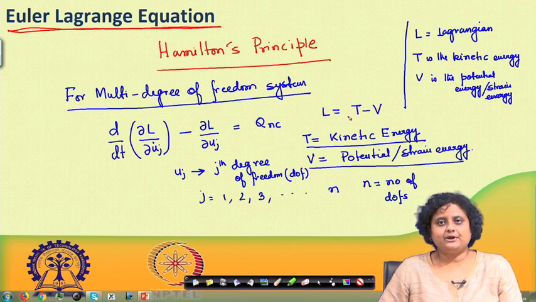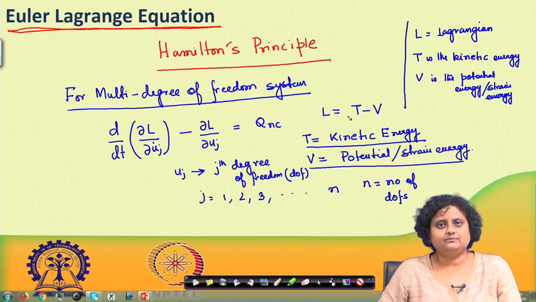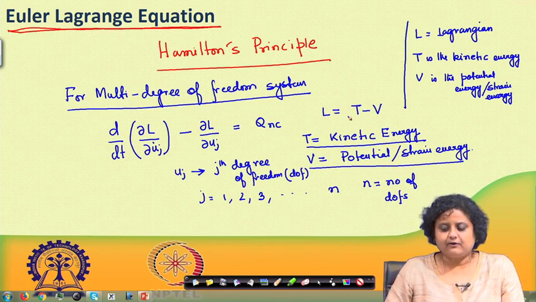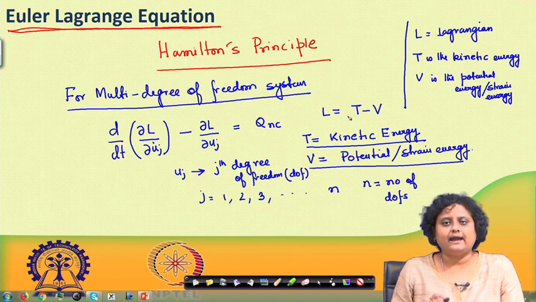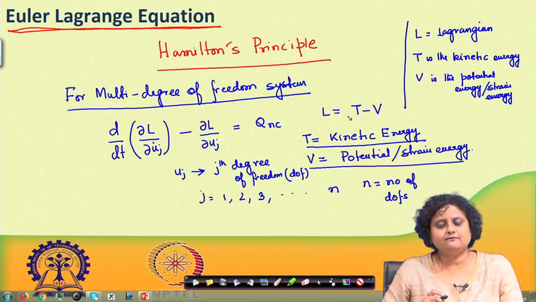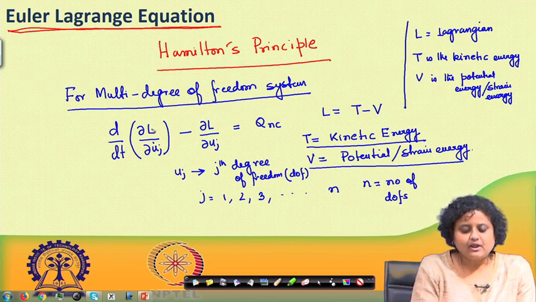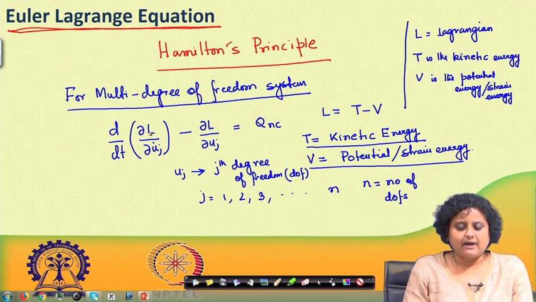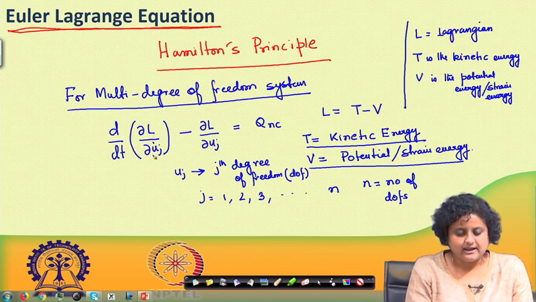Now, you can appreciate that the kinetic energy is going to be a function of the degrees of freedom and the velocities. And you can also understand that the potential energy or strain energy is also going to be a function of Uj. Therefore, L, which is T minus V, is also a function of Uj and U dot j, where U dot j is the velocity. Therefore, I can always perform this partial derivative of del L by del U dot j and del L by del Uj.